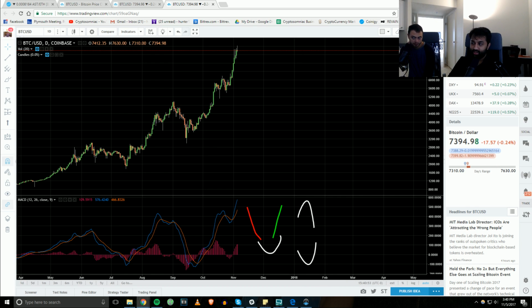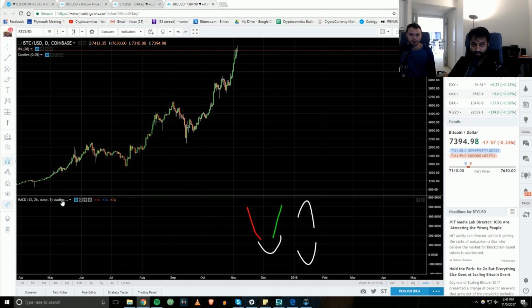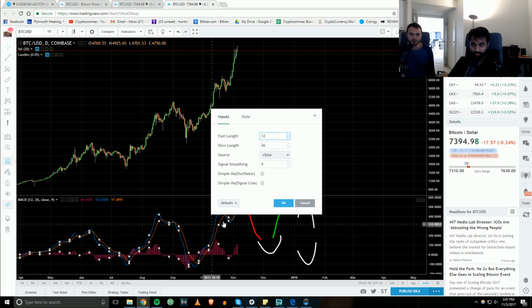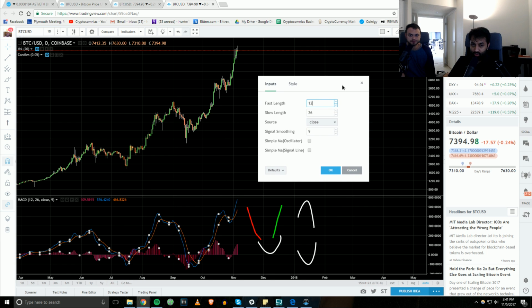So the blue line is the 12 candle, and the red, or the orange, is the 26. You can also look at the histogram there. The histogram is basically just those two lines correlated into a single display.